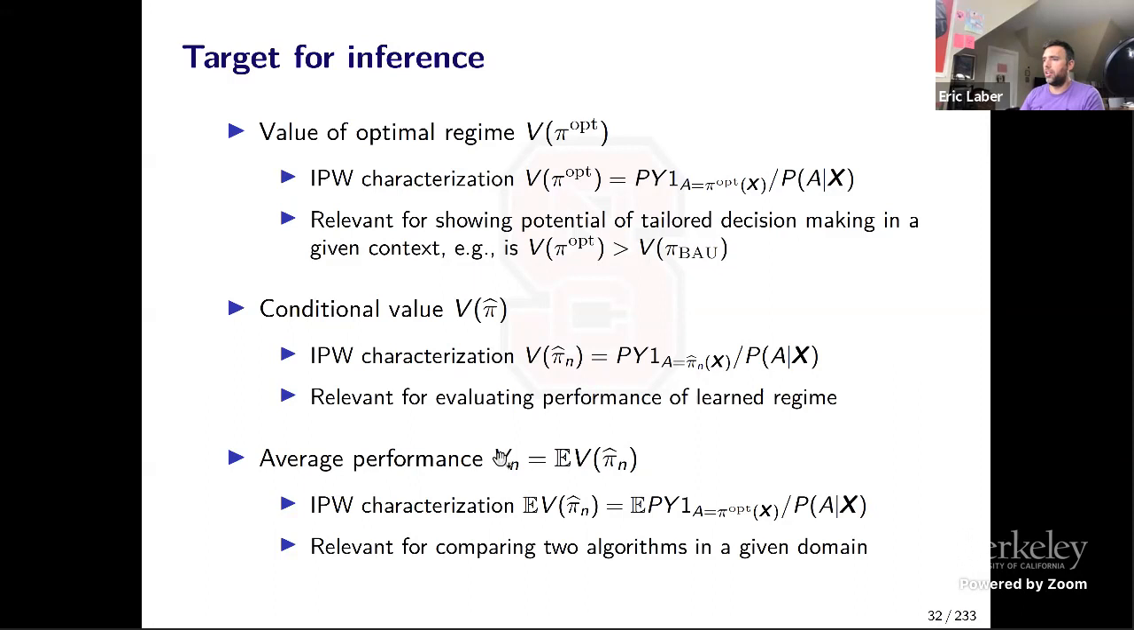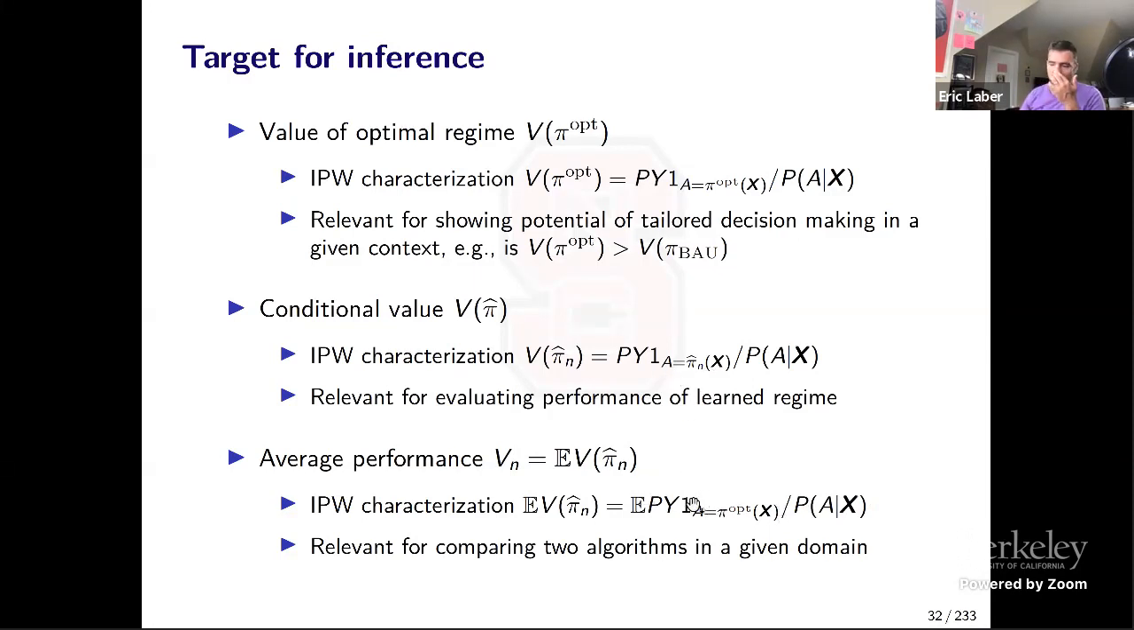So if you look at, say, Vn, notice there's no pi here because this is really an algorithm. That's what would be the input to this. But Vn is the expectation of V of pi hat. So what you do is you average this over all data sets of size n that are used to construct pi hat. And that would be the average performance. And so the IPW characterization here would be the expectation of V pi hat, which is the expectation of this thing here over pi hat. This should be a pi hat here.